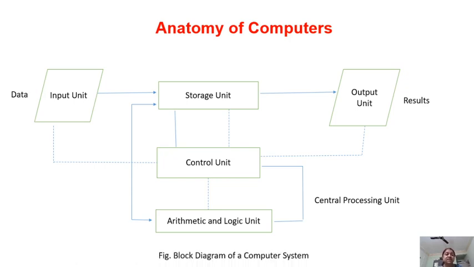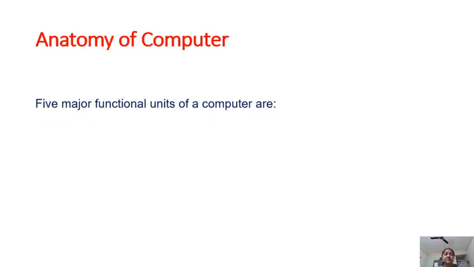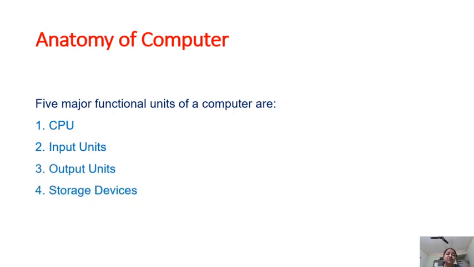This is the block diagram of a computer system. From the block diagram we come to know that there are 5 major functional units of a computer, that are CPU, that is central processing unit, input unit, output unit, storage devices, and communication interface.